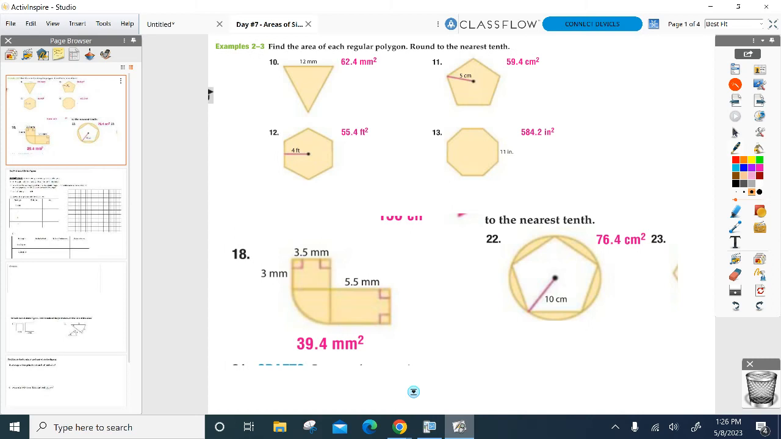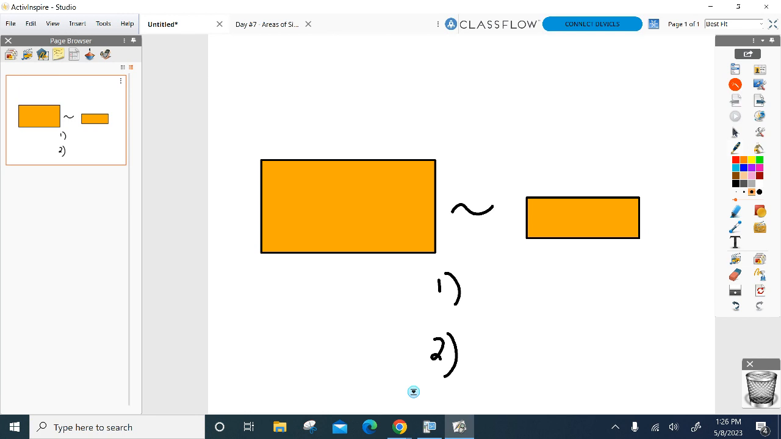Last topic of the unit. How do areas compare when two figures are similar now? So first thing I want to do is go back to our similar. We talked about triangles, but this is just any figures in general. Two figures are similar. This is a review for the Regents coming up in a month and a half.